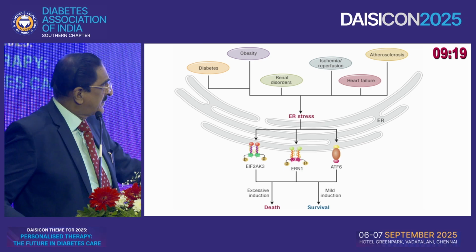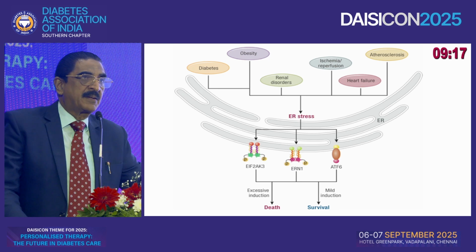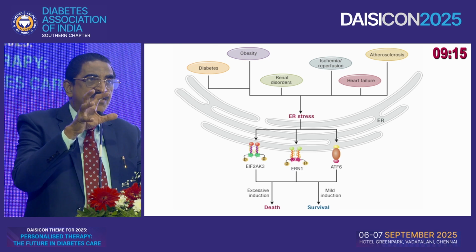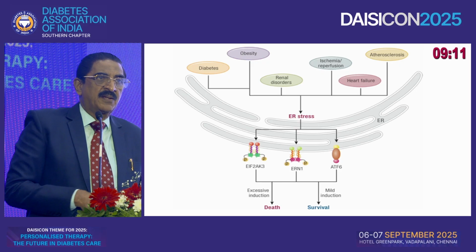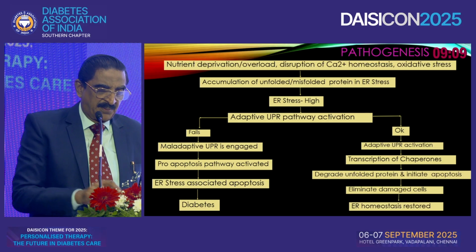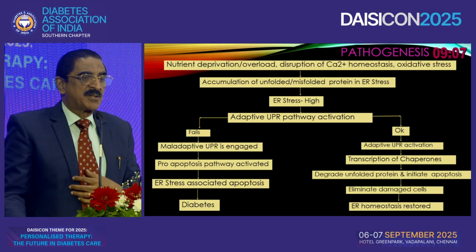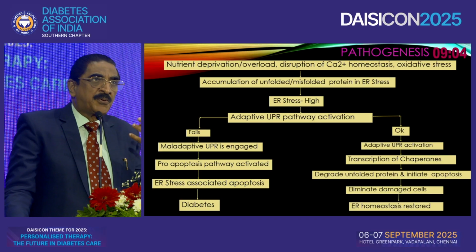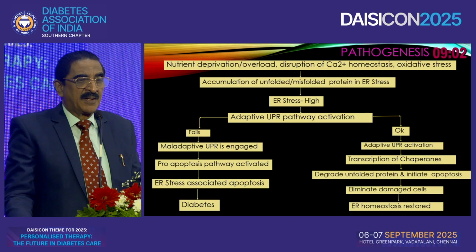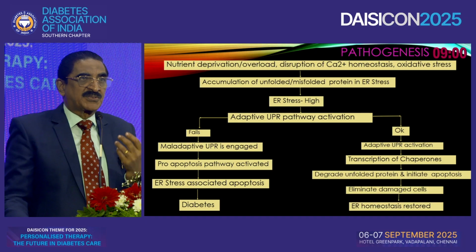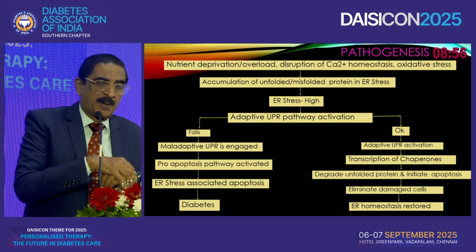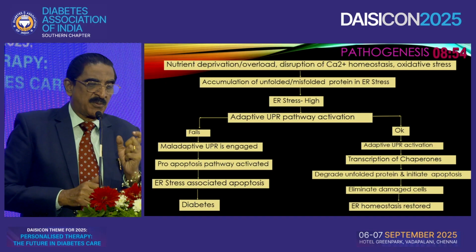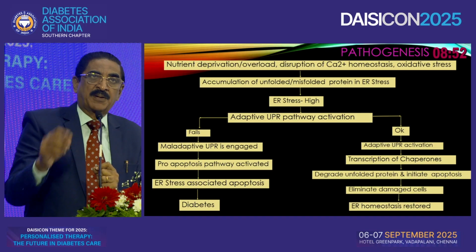So these are all the factors which act on the endoplasmic reticulum and stress it, and the two ways of meeting it are death or survival of the endoplasmic reticulum. Looking at the pathogenesis is very interesting. The nutrient deprivation or overload, disruption of calcium homeostasis or oxidative stress causes accumulation of the unfolded or misfolded protein in the ER stress situation inside the lumen of the endoplasmic reticulum.